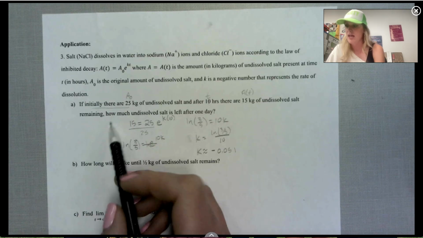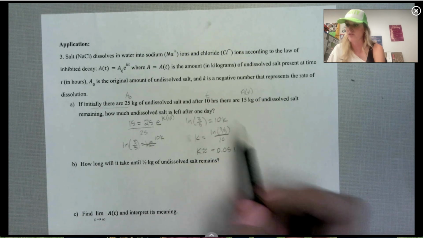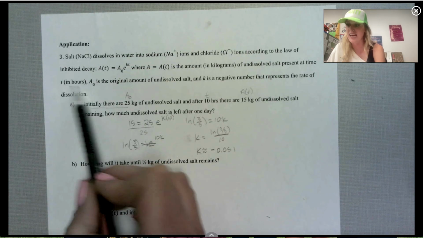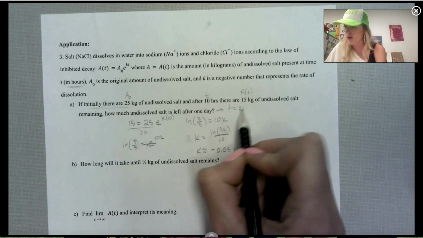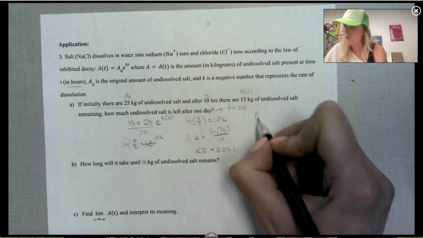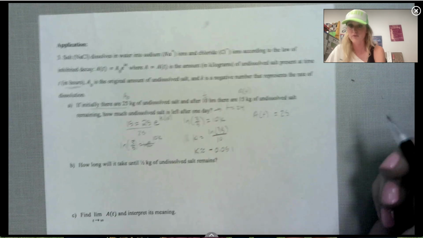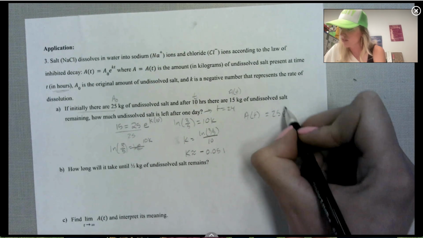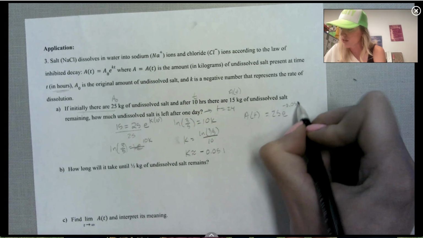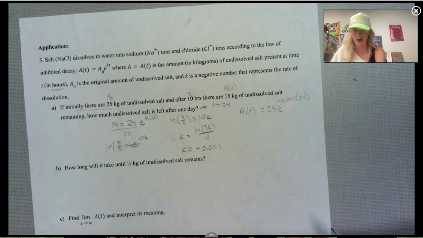And they did tell us it was a negative rate of dissolution, so that fits. Now they're asking, now that we know the rate of decay, how much undissolved salt is left after 1 day. So remember, this t was an hour. So we have to think 1 day, t is 24. So now I'm asking, okay, what's my new amount? So I don't know this. We're still starting with that initial amount of 25, e to the k, we now know k is this, negative 0.051. And then the time we care about for that question is 1 day or 24 hours.